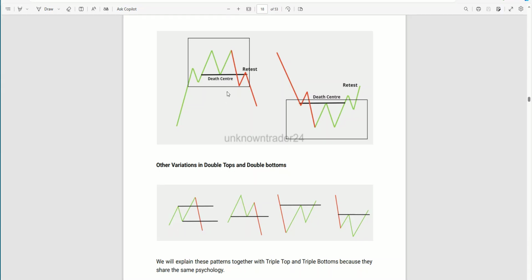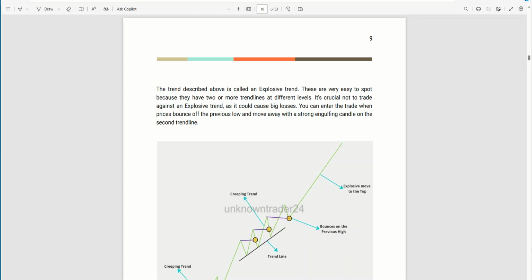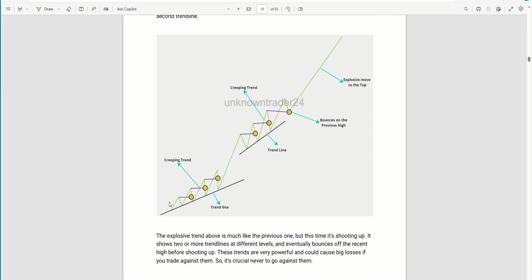Let's go to the playbook again. I want to show you something. It's page 10 on your playbook. This is the first trend line, and then they move to a different level. They start giving a different trend line. What is this? This is an explosive trend. You can read everything explained here, but this is an explosive trend.